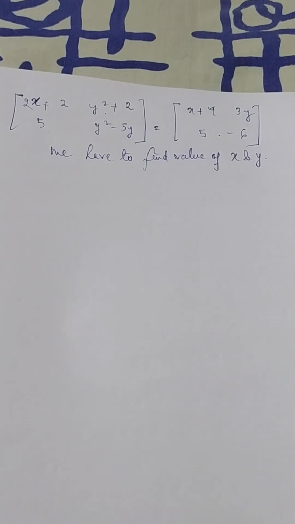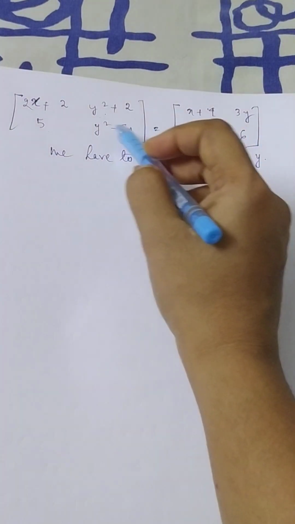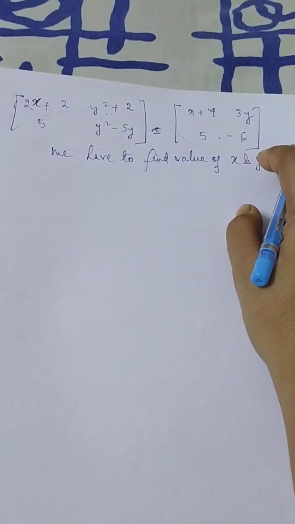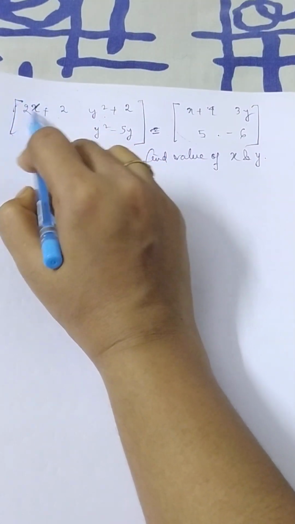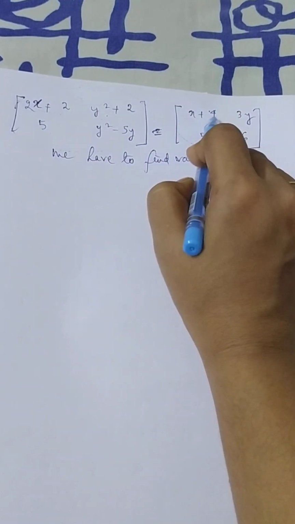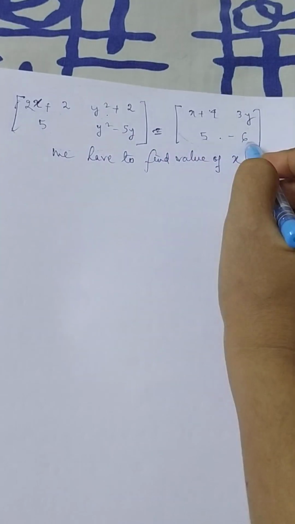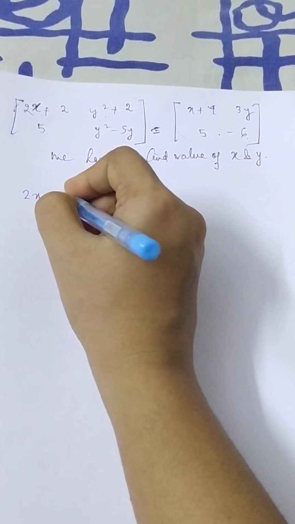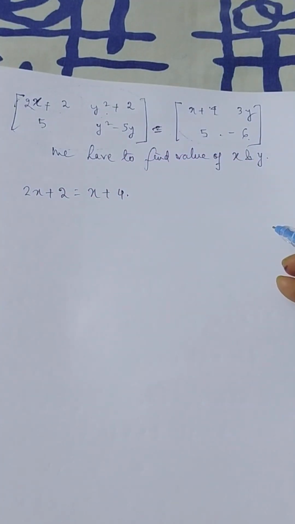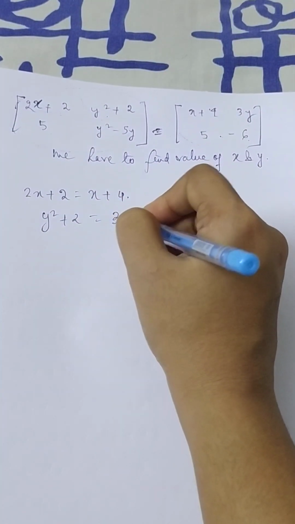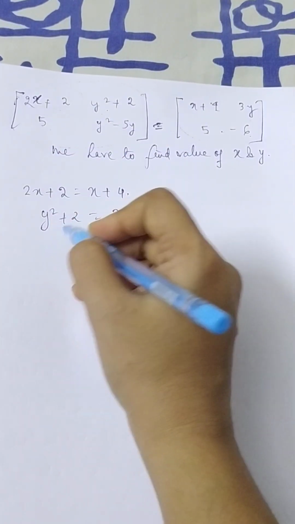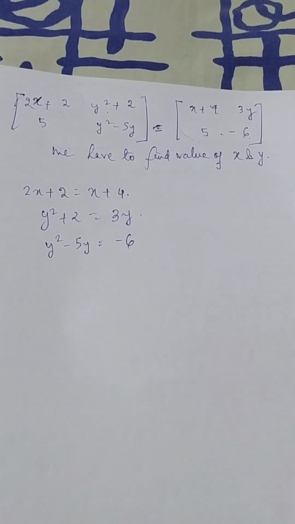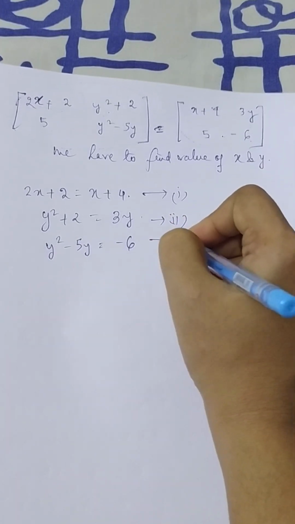From the definitions we have known that if this matrix equals this matrix, each of the elements can be compared. That means the first element of this matrix equals the first element of the other matrix, and the other elements are comparable with the rest of the elements of the right hand side matrix. So let's start to compare. 2x plus 2 equals x plus 4. Y square plus 2 equals 3y. 5 equals 5, so I am not writing it. Y square minus 5y equals minus 6. Now there are 3 equations: 1, 2 and 3.